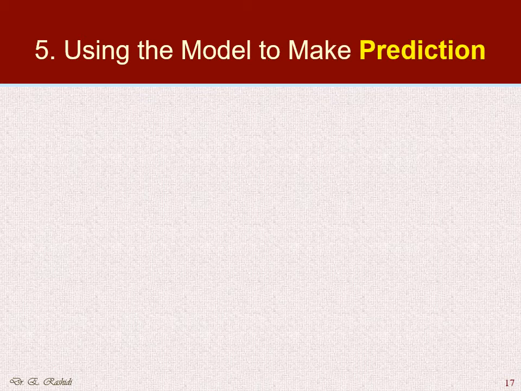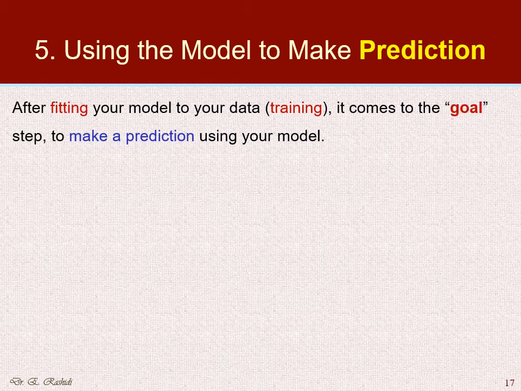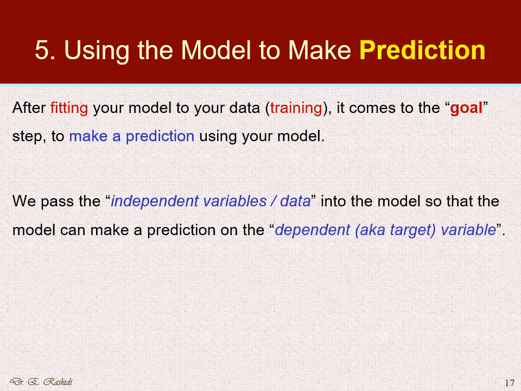Using the model to make predictions. After you have fitted your model to your training data, the training step, it comes to the goal step, which is that you want to make a prediction using your model. For this reason, we pass the independent variable or data that we have, which is the X variable or data, into the model so that the model can make a prediction on the dependent or target variable, which is the y variable, the labels.